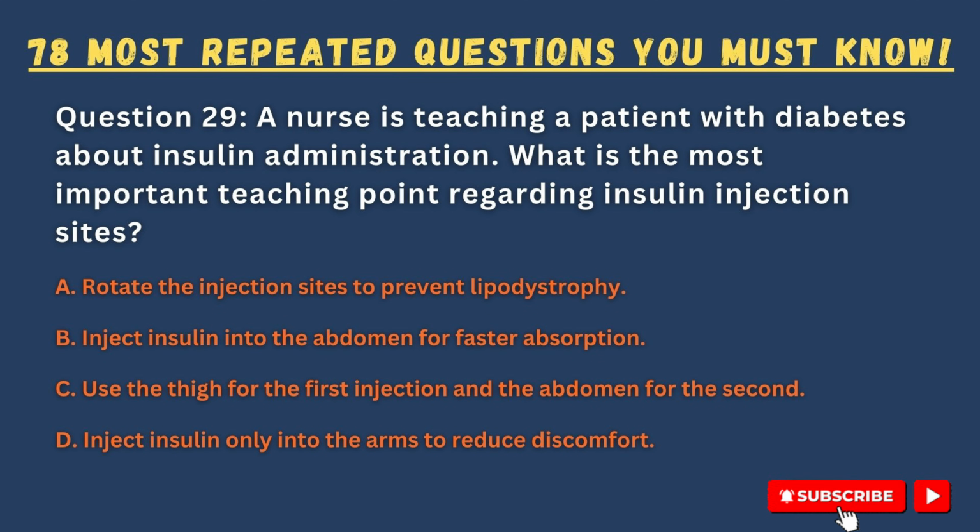Question 29. A nurse is teaching a patient with diabetes about insulin administration. What is the most important teaching point regarding insulin injection sites? A. Rotate the injection sites to prevent lipodystrophy. B. Inject insulin into the abdomen for faster absorption. C. Use the thigh for the first injection and the abdomen for the second. D. Inject insulin only into the arms to reduce discomfort.